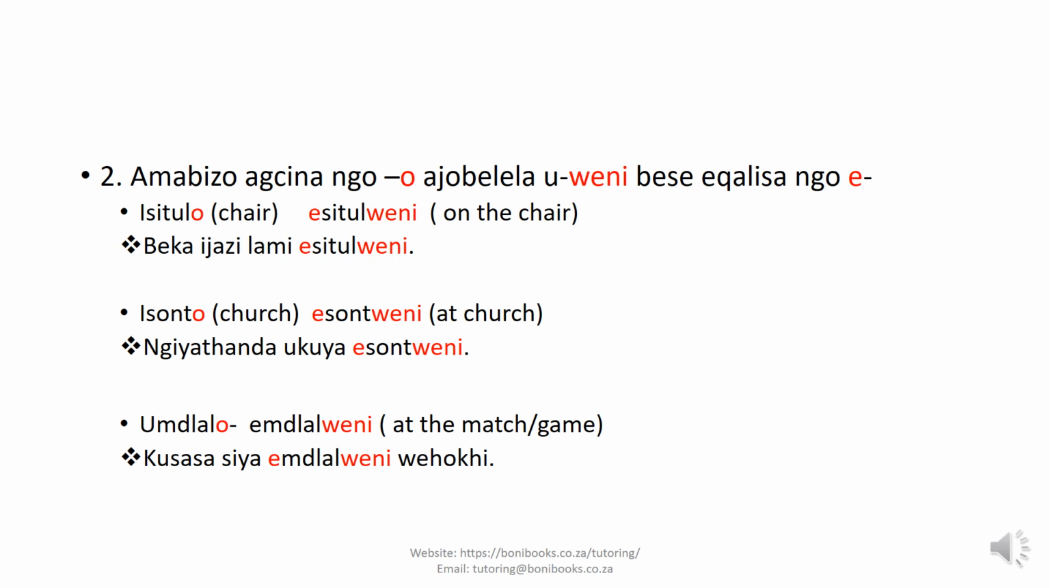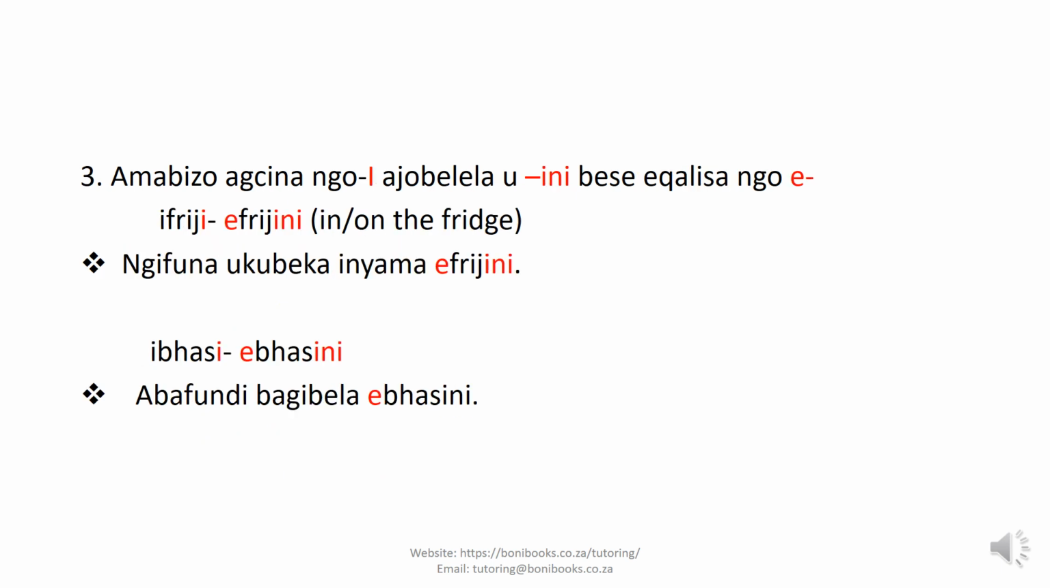So we have seen that for the nouns that end in an a and an e, what do we suffix? Now for the nouns that end in an o, what do we suffix? We suffix weni. So imoto, emotweni; umdlalo, emdlalweni; isitulo, esitulweni; isonto, esontweni. Let's continue to look at the next set of nouns.